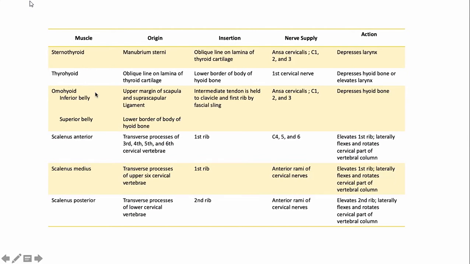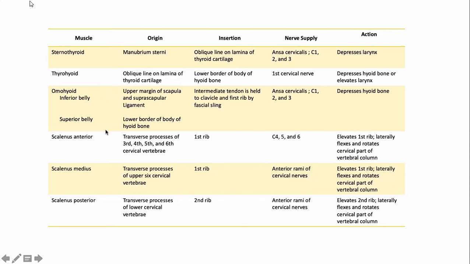While the omohyoid, the inferior belly originates from the upper margin of the scapula and the suprascapular ligament. It's inserted into an intermediate tendon, which is held to the clavicle and first rib by a fascial sling. The nerve supply is from the ansa cervicalis, C1, C2, and C3. The action of this muscle is to depress the hyoid bone. The superior belly originates from the lower border of the hyoid bone and it's inserted into the intermediate tendon.